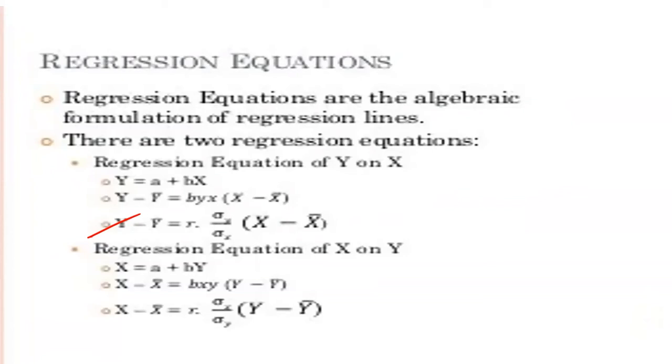And then the regression equation of x on y: x is equal to a plus by. Then x minus x bar is equal to bxy times (y minus y bar). Then x minus x bar is equal to r multiplied by sigma x divided by sigma y multiplied by (y minus y bar).